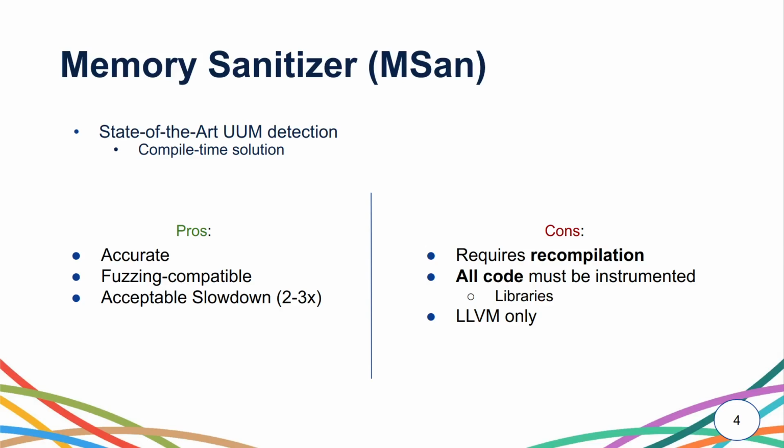On the other hand, MSan requires recompilation of the software, and all the code in the user space stack during the execution has to be instrumented with MSan, including the libraries. This makes MSan, while fuzzing compatible, still not very fuzzing friendly.